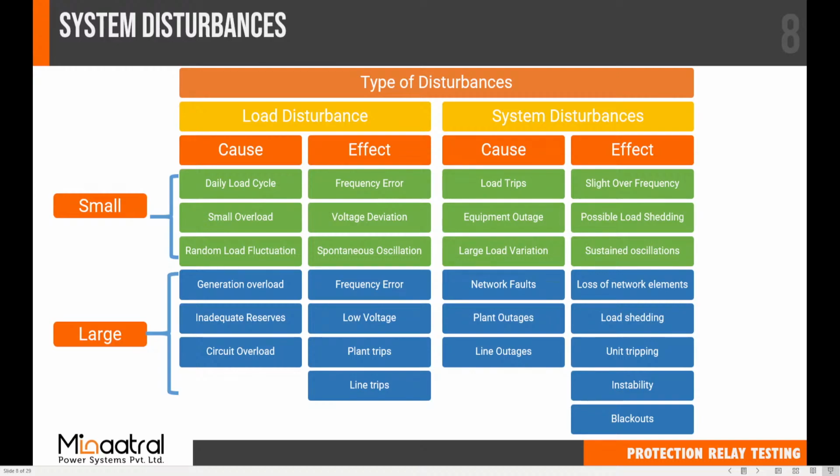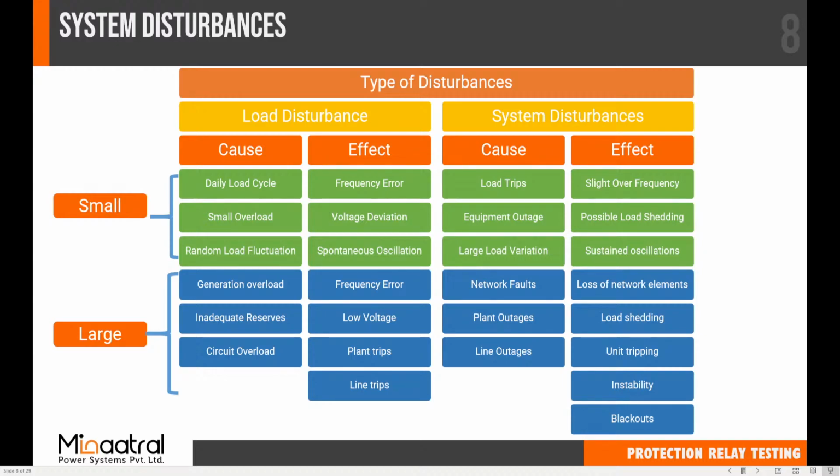So something simple like tripping of a load can result in an overfrequency. But the same overfrequency, when you are tripping it on a generation side, right? When a huge amount of load trips on the generation side, then you know that there is going to be overspeeding of your generator, right?